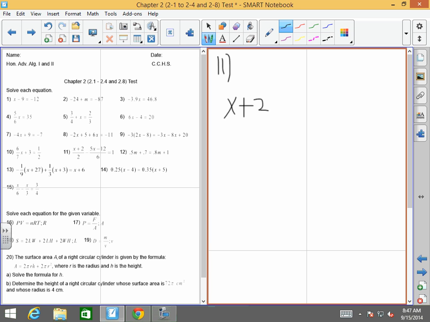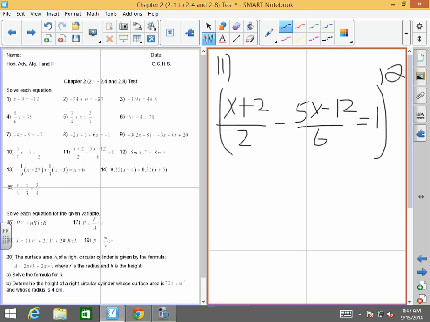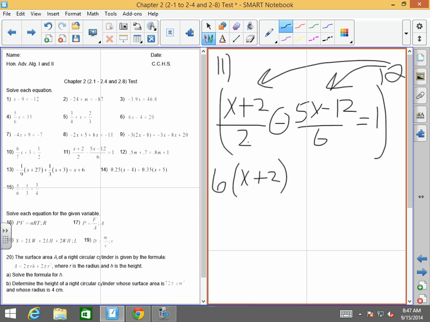So I've got x plus 2 divided by 2 minus 5x minus 12 divided by 6 equals 1. Why would I want to mess with these denominators? I'm going to multiply everything right here by 12. When I multiply this 12 over here, 12 divided by 2 is 6, so I'm left with a 6 times this x plus 2. Now here's the tricky part. When I multiply this 12 to this guy, 12 divided by 6 is 2, but there's a negative here, so I'm left with a negative 2 times 5x minus 12.